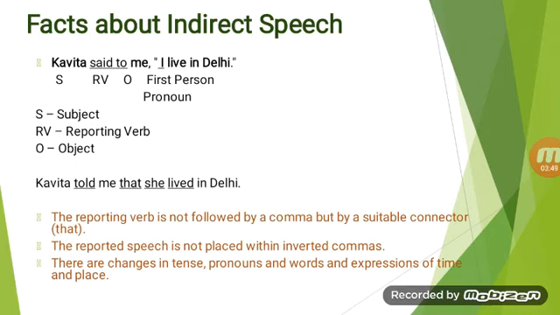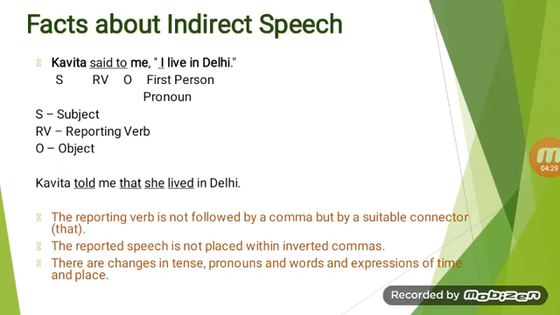So, what we get to know from this, the reporting verb is not followed by a comma but by a suitable connector, that. In the indirect speech sentences, the reporting verb does not have any comma. It is followed by a suitable connector that. This you can see in the sentence which is written downside. Kavita told me that she lived in Delhi. Here you cannot notice any type of comma or double inverted commas. The reported speech is not placed within inverted commas, as you can see in the sentence.